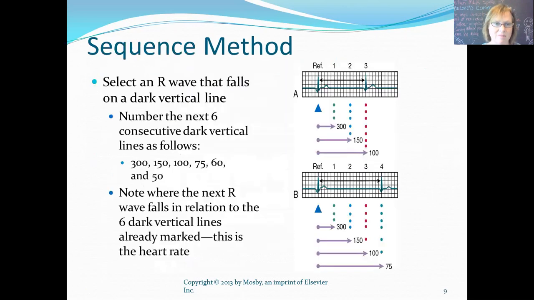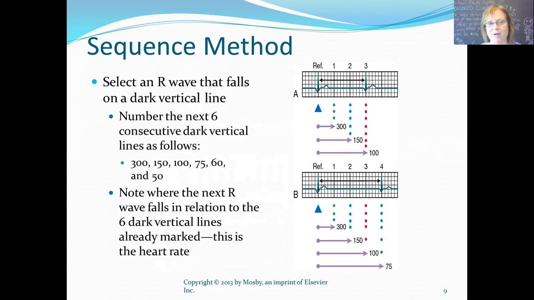So the sequence method. The sequence method is similar to the large box method. We're counting those big boxes, the darker lines, but we're just counting down. So what we want to do is select an R wave that falls on a darker line if we can, and then we count down by those darker lines, by those bigger boxes, following this pattern.